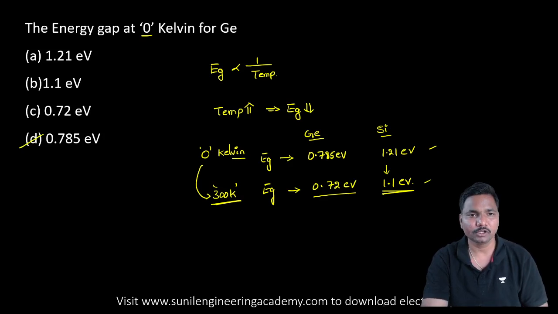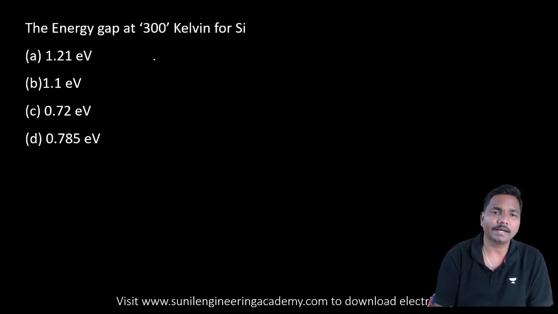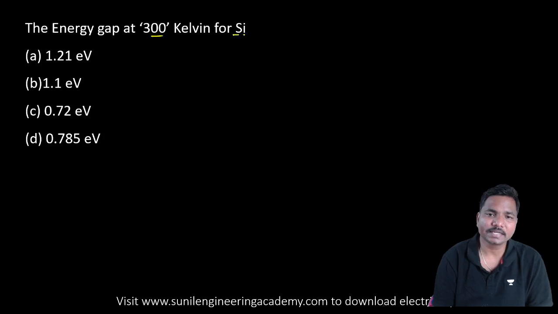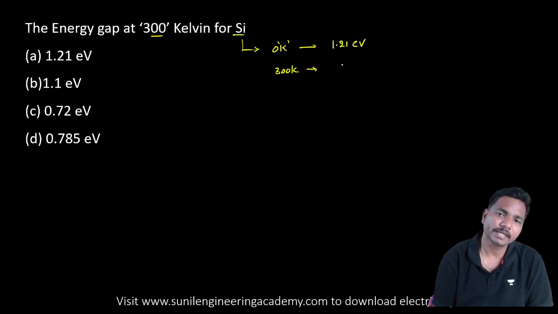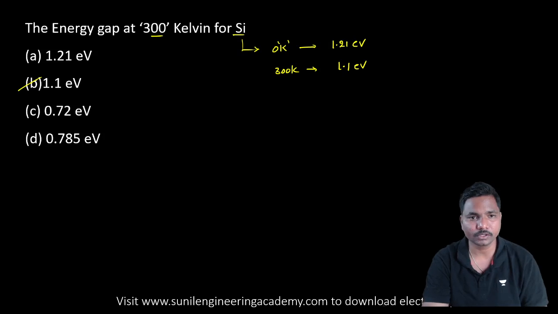Okay. Coming to the next question. Energy gap at 300 Kelvin in case of silicon. In case of silicon, at 0 Kelvin it is 1.21, and for 300 Kelvin it decreases to 1.1 electron volt. So the answer is option B. Coming to the next question.